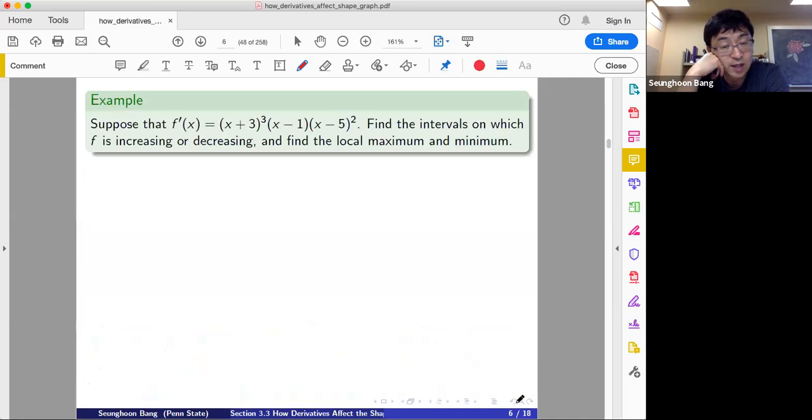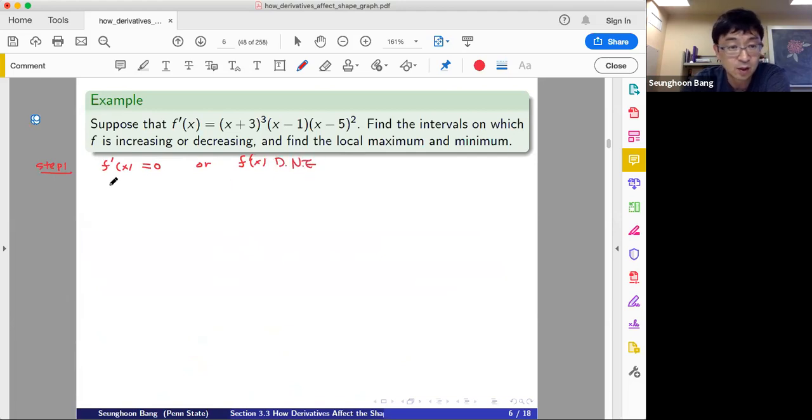Example: suppose that f prime of x equals (x plus 3) cubed, times (x minus 1), times (x minus 5) squared. Find the intervals on which f is increasing or decreasing, and find the local maximum and local minimum. How can you solve this kind of problem? We have these steps. Step 1. You can solve either f prime of x equal to 0 or f prime of x does not exist, like a critical number.